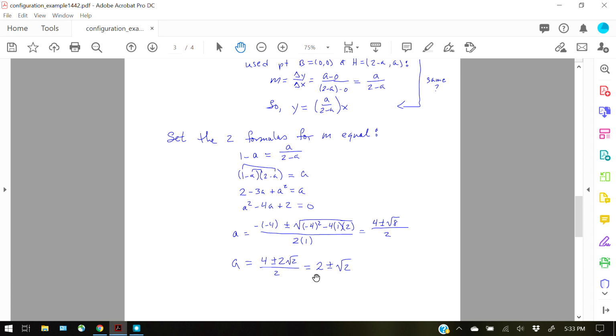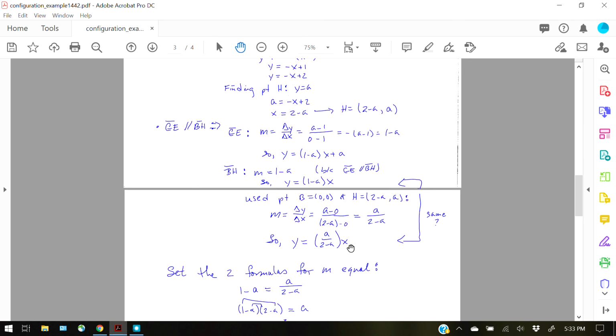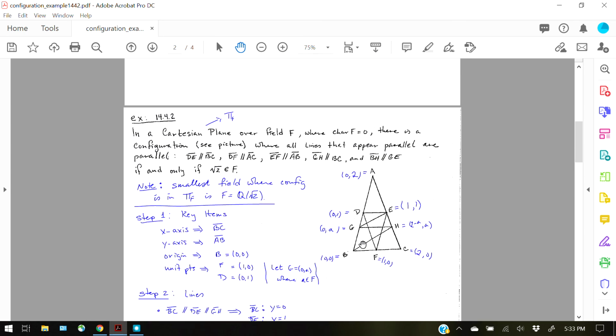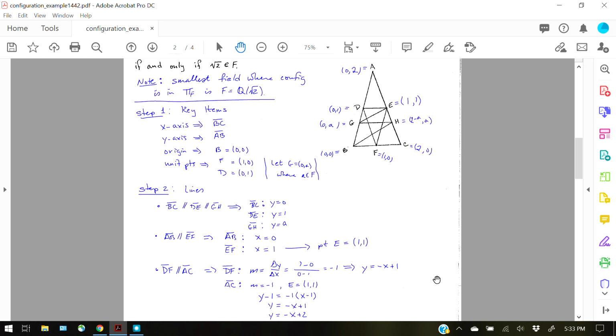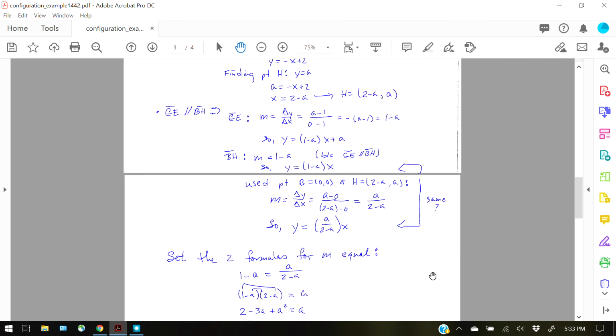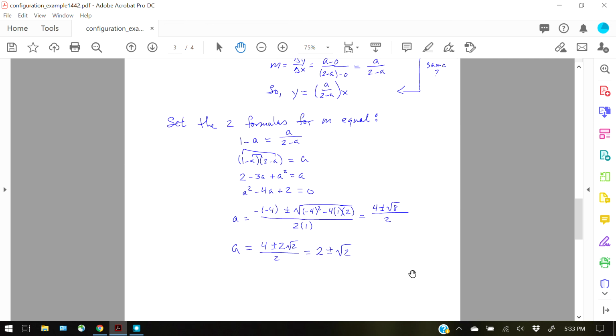Now, quick check. There are 2 possibilities here, but a really is only one of them. So we look back up at our picture, and we look where a was. a is supposed to live between 0 and 1. So if you add square root 2, it's going to be something bigger than 2, so that's not the one you want. So here a is really 2 minus root 2 in this case.